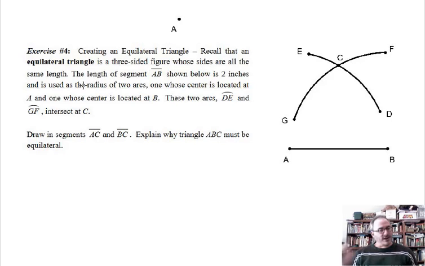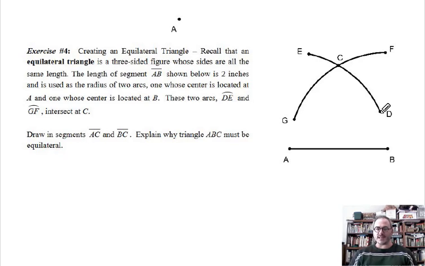Recall that an equilateral triangle is a three-sided figure with all three sides of the same length. So what I did here is I put a compass here, and I made an arc mark on my page, and I took that same compass, keeping it the same distance, and made another arc mark. Where these two arc marks intersect, I'm going to get at least an isosceles triangle.